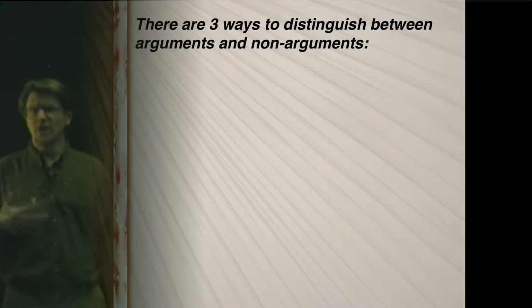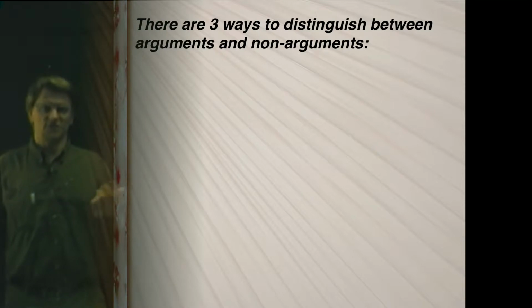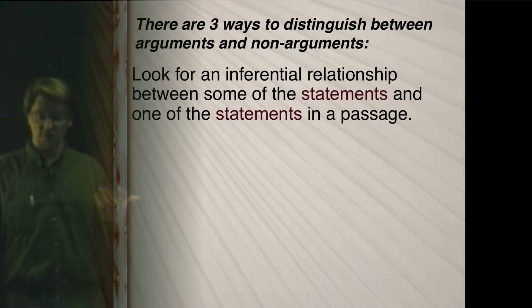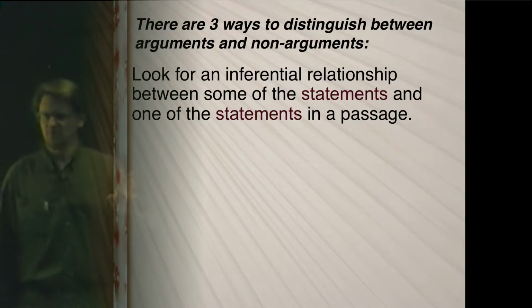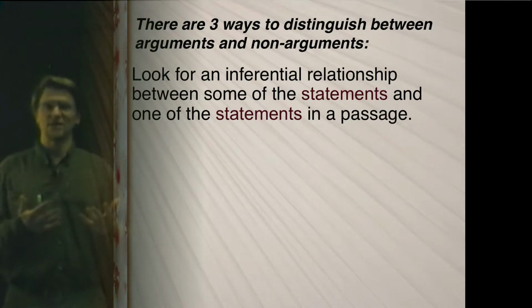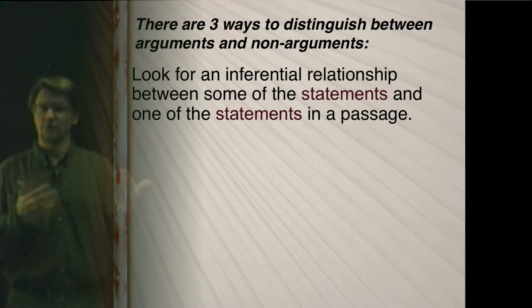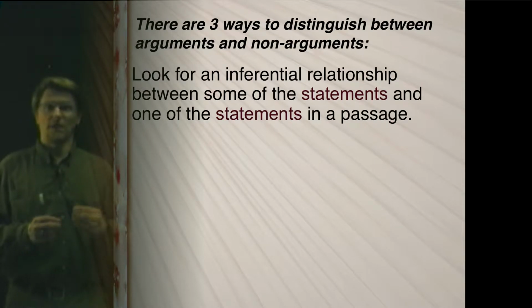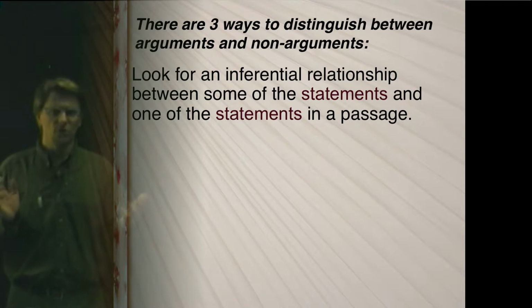All right, so there are three ways to distinguish between arguments and non-arguments. First of all, you can simply look for an inferential relationship between some of the statements and one of the statements in a passage. Now, I know that sounds complicated, but what that simply means is sometimes you can read a passage and it will be completely obvious that this is an argument, that this person is trying to prove a particular claim. You can remember from 1.1 the argument I gave you about George W. Bush. There were no indicator words there, but clearly they were trying to prove that first claim in that passage.